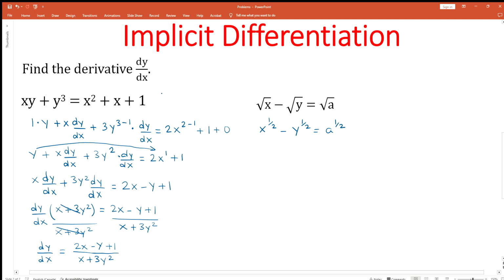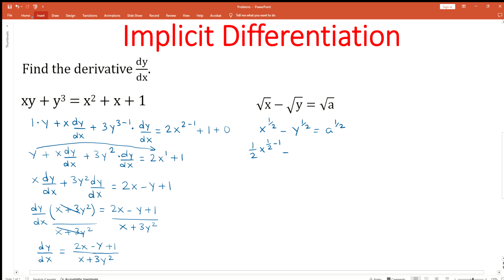Now we can find the derivative of each term in this equation. Let's start with the first term, x to the power half. We have to find the derivative with respect to x. We can use power rule to find the derivative of x to the power half. As per the power rule, we should move the exponent half to the front of the term and subtract 1 from half.